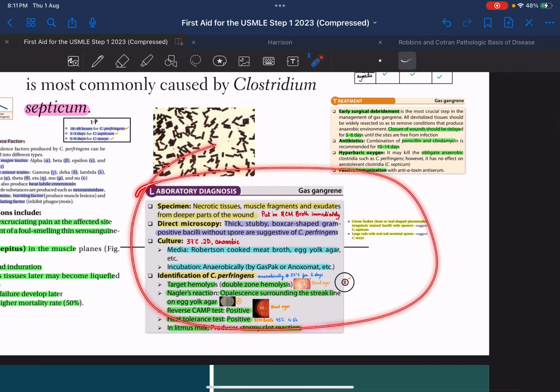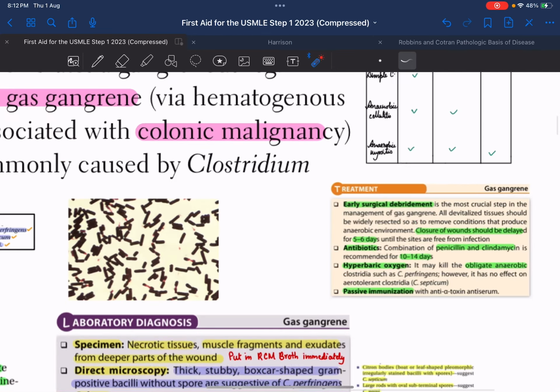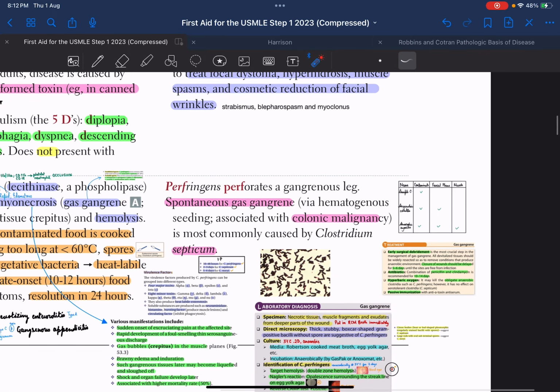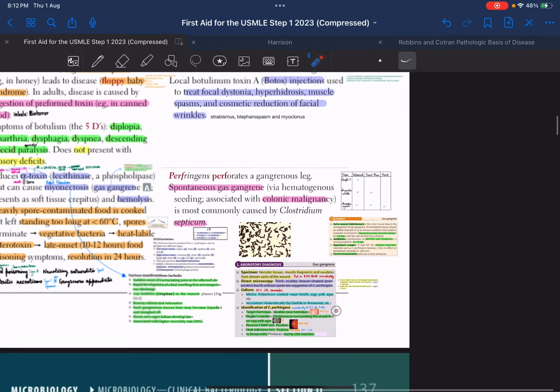We saw the lab diagnosis, from which we have to take out the Nagler's reaction and the target hemolysis. Reverse CAMP test and litmus milk are what we should remember. And we also saw how simple cellulitis, anaerobic cellulitis, and anaerobic myositis are different. We also saw one thing to remember, which might come as an MCQ: Clostridium septicum causes hematogenous seeding and is associated with colonic malignancy. And then we saw the treatment: early surgical debridement, penicillin plus clindamycin, hyperbaric oxygen, and passive immunization.